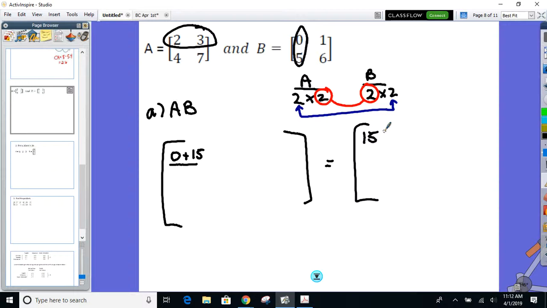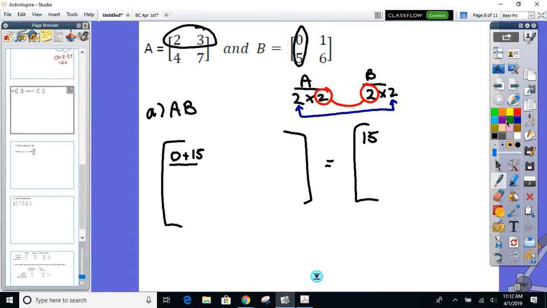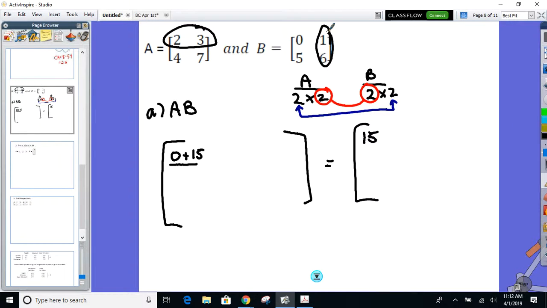All right, next up, row 1. You can do this in any order you want, but it's got to go row by column. So row 1, column 2. That's the single number that's going to go there. Do you see it always matches up to the ending matrix? Row 1, column 2. So how do I get that one? Ready? 2 times 1 is 2. 3 times 6 is 18. Add them. That number here will be 20.